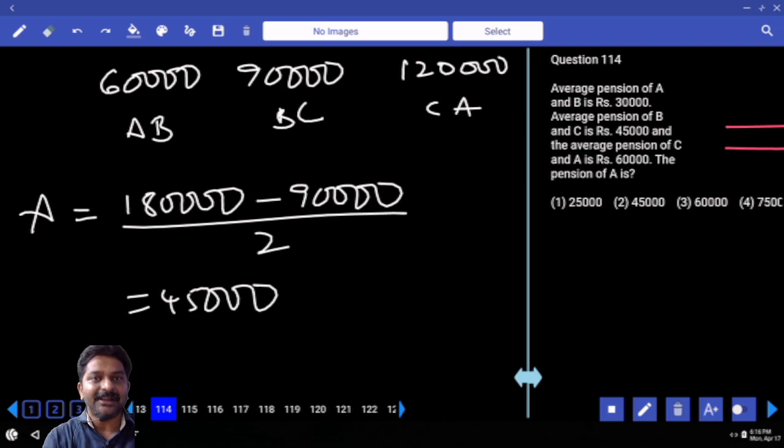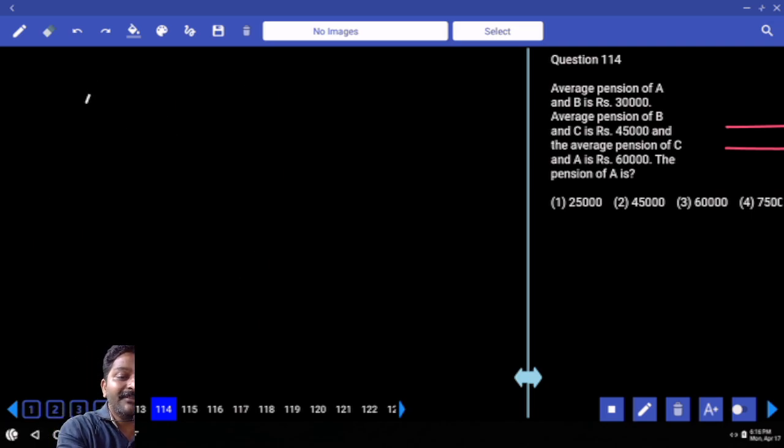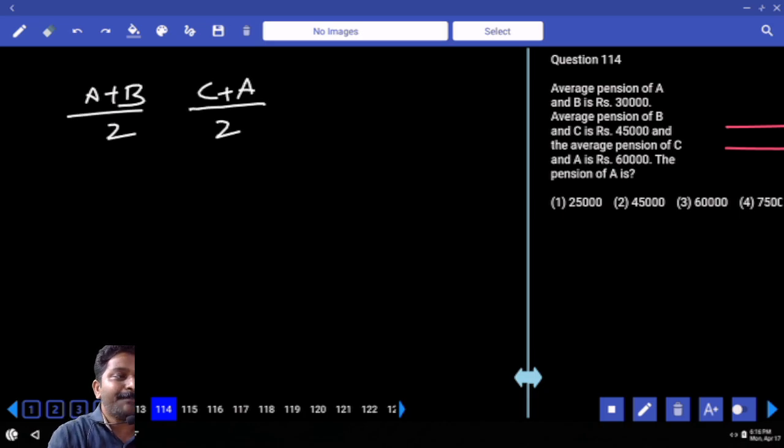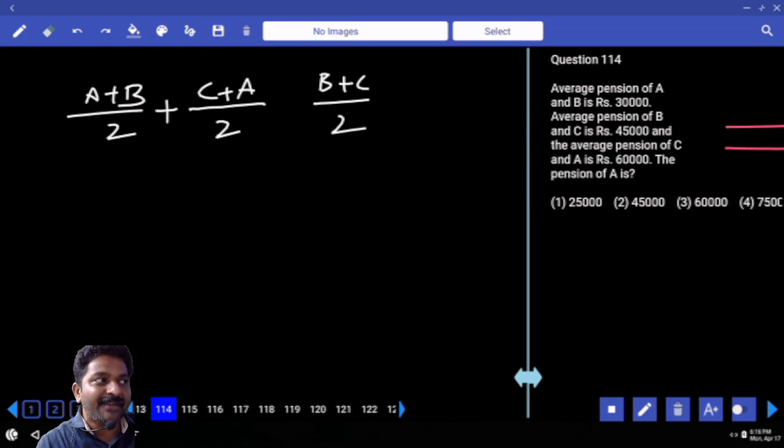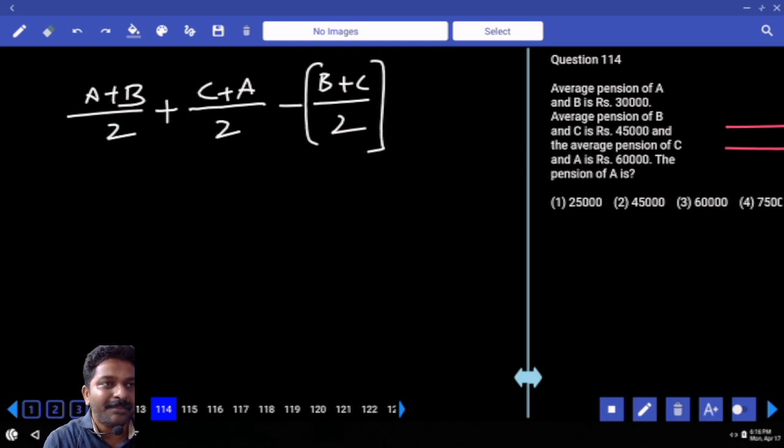Instead of converting it, if you can visualize, we were given a plus b by 2, a plus c by 2, and also b plus c by 2. These are all direct averages, correct? In these two we have a. Let me add both, and if I subtract the other one, b plus c by 2, b by 2, c by 2 gets cancelled. Come on. In the numerator, how much is left? 2a. What is the denominator? 2. Then what is your final answer?